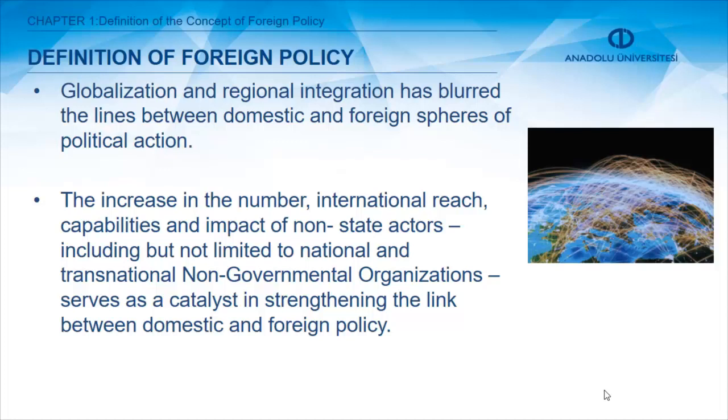Then, although foreign policy is about the outside world, there is a strong link between domestic and foreign policy, and the main reason is that the number and capabilities of non-state actors have increased with the effect of globalization and regional integration in the current international system.